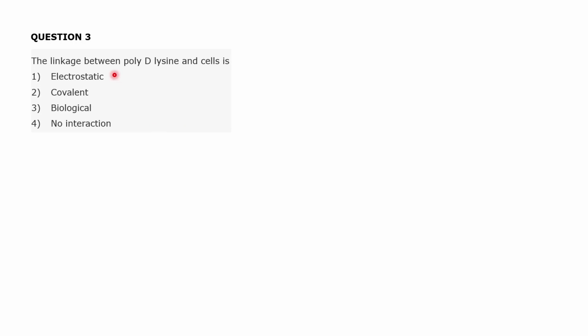So question number 3, the linkage between poly D lysine and the cell is, which might be the answer? The first one is electrostatic, second one is covalent, third biological, or no interaction at all. Which might be the answer? Electrostatic. I got the answer. Any other option? Yeah, you are right. So the answer is electrostatic.